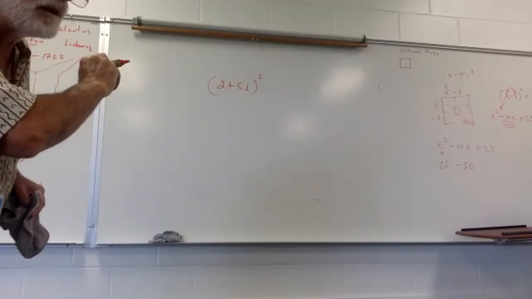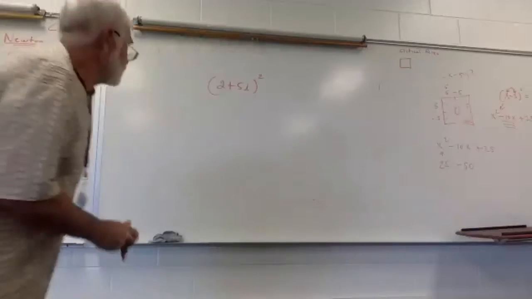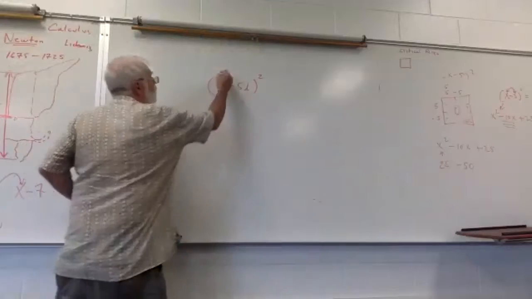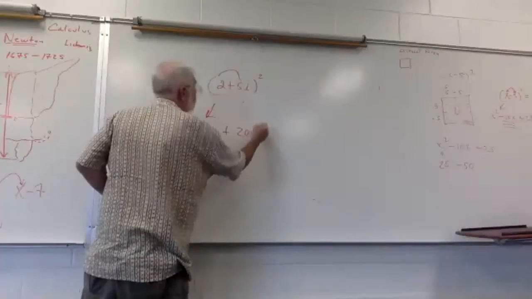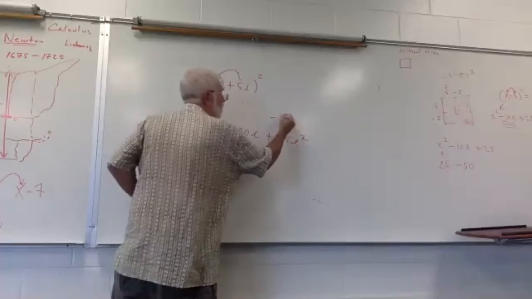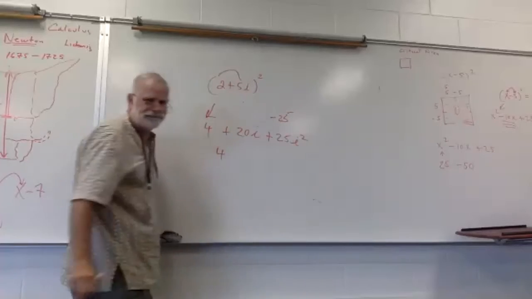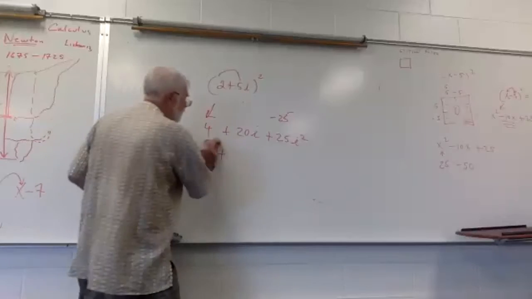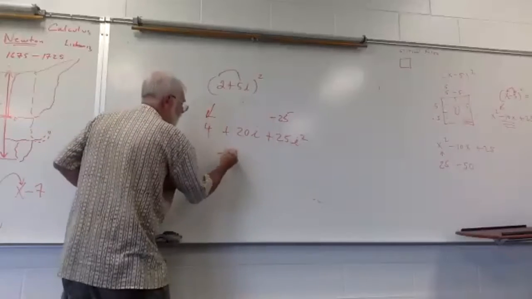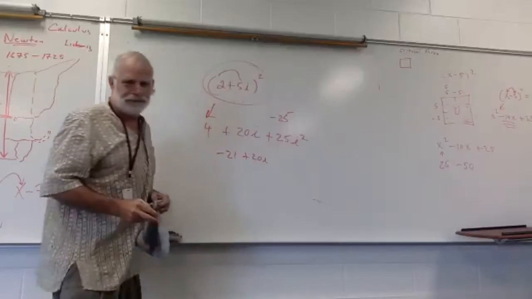15 seconds left in class. 10 seconds. Square 4, double the product, 20i. Square plus 25i². What is 25i² minus 25? I got 1 second to go. 4, didn't get it done. Shucks. 4 minus 25 is minus 21, plus 20i is the answer to that problem.